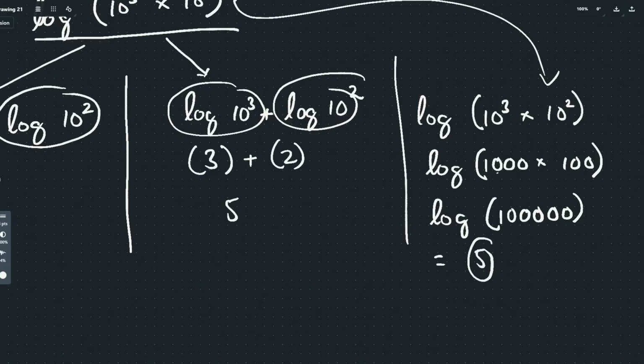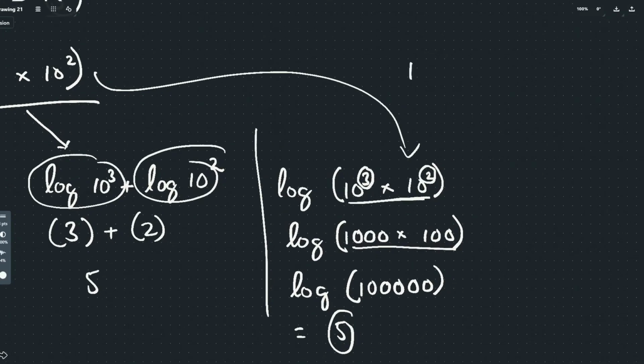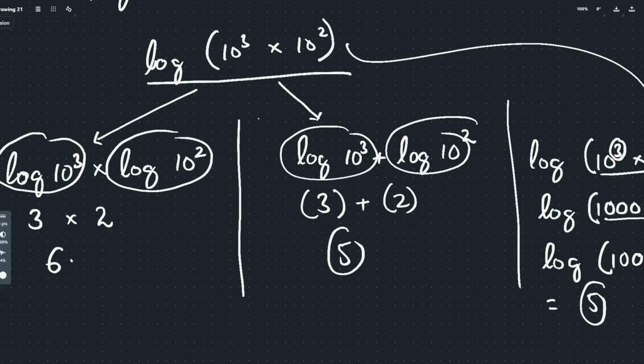So basically we are counting zeros, and it's again a rule in mathematics that when we multiply these powers like this, we have to add them. So in another way, I can say that 10 raised to power 3 multiplied by 10 raised to power 2 is basically equal to 10 raised to power 3 plus 2. So it is basically equal to 10 raised to power 5. So that's why this solution is correct.